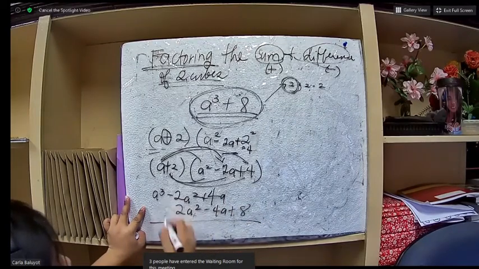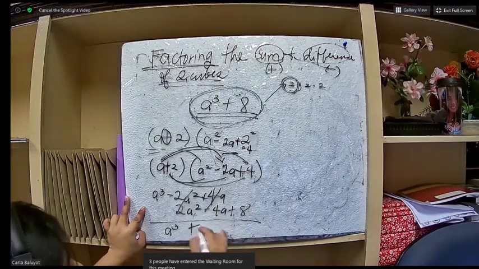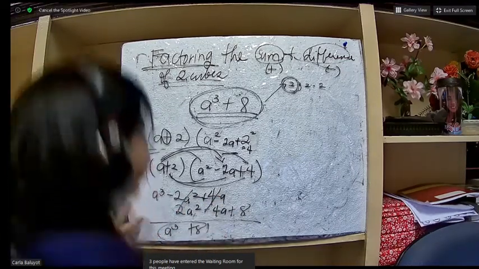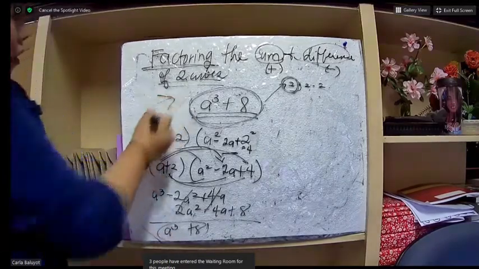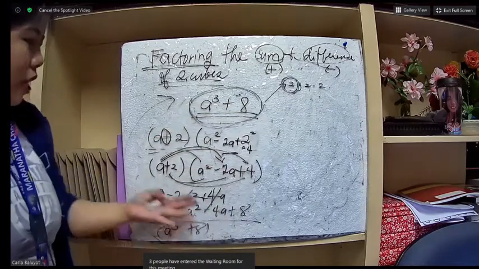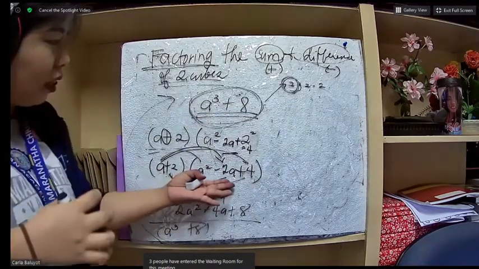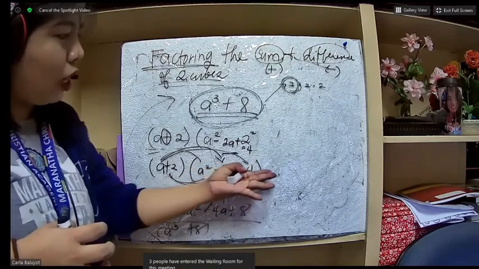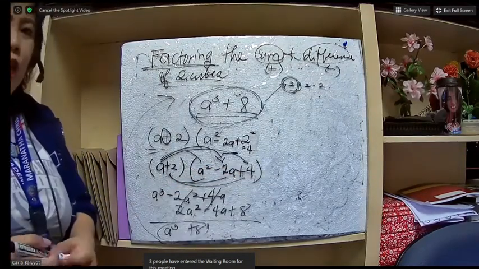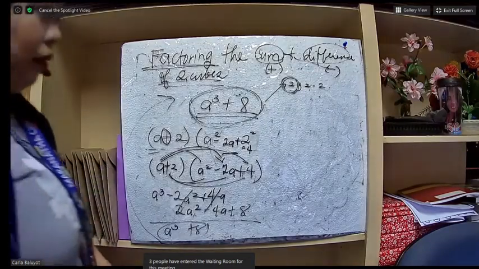Okay, so let's check. Negative 2a squared and 2a squared cancel, 4a and negative 4a cancel, plus 8. Do we have the same answer? Yes. So therefore, the factor of a cubed plus 8 is the quantity a plus 2 times the quantity a squared minus 2a plus 4. Did you get it? Okay, let's have another.